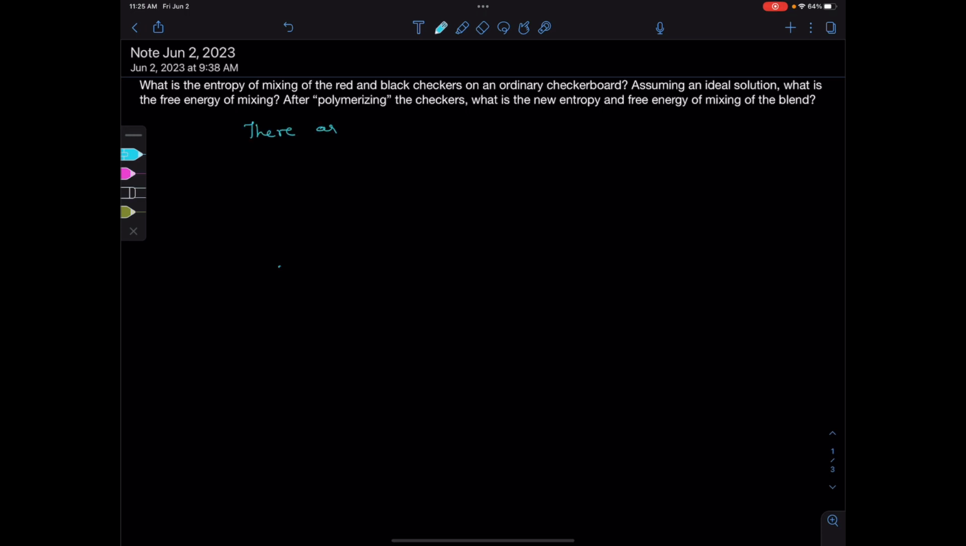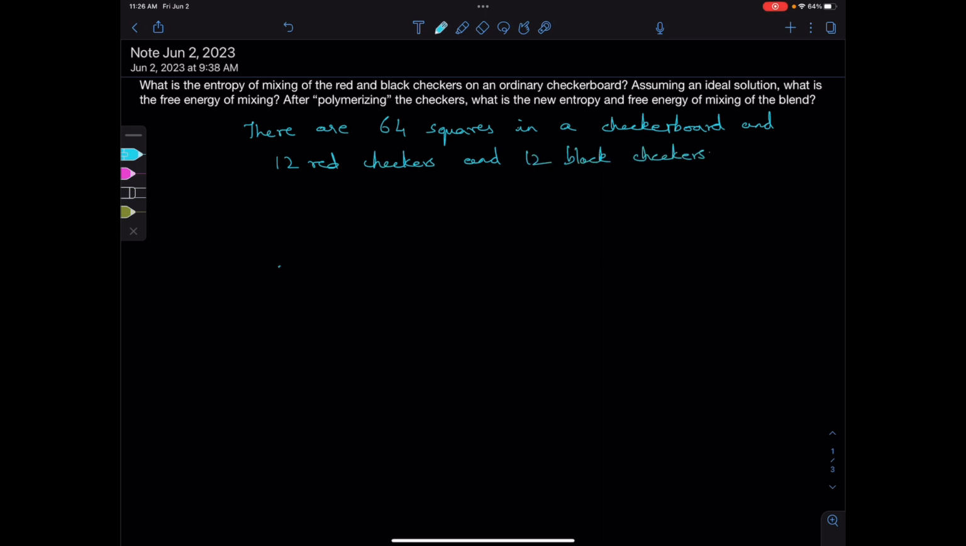There are 64 squares in a checkerboard and 12 red checkers and 12 black checkers. The red and black checkers are equivalent, so they can be assumed as 24 checkers. So we need to mix 24 checkers in 64 squares.